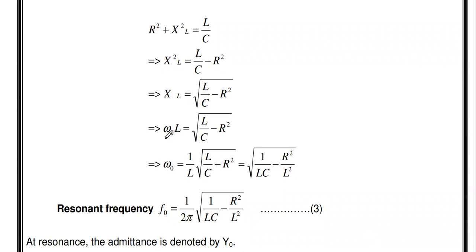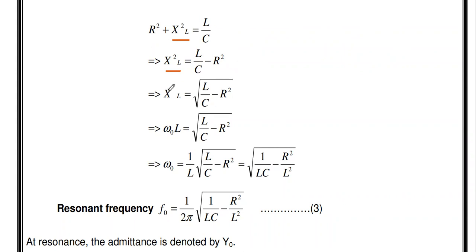Then instead of XL we have to substitute omega naught L here. So R squared minus XL squared is equal to L by C. You keep this XL squared on the left side and give this R squared to the other side. So XL squared is equal to L by C minus R squared. So XL is equal to square root of L by C minus R squared.